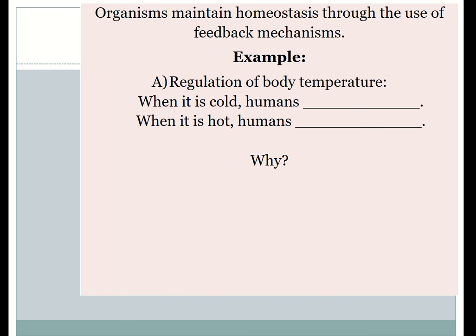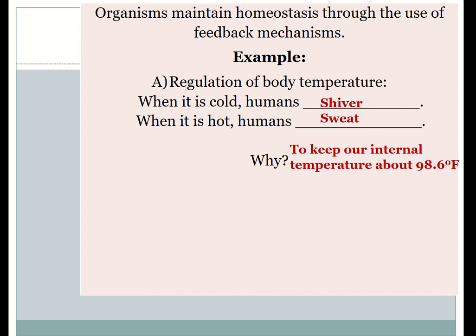Okay, so let's give a couple examples here for maintaining homeostasis. Here's the temperature one that I just went over, but when it's cold, you shiver. When it's hot, you sweat. And the reason is to keep our internal body temperature at about 98.6 degrees Fahrenheit, okay? So when it's cold, your muscles start to contract and relax really quickly. And again, you don't have to think about this, but it's in an effort to keep your body temperature at about 98.6.